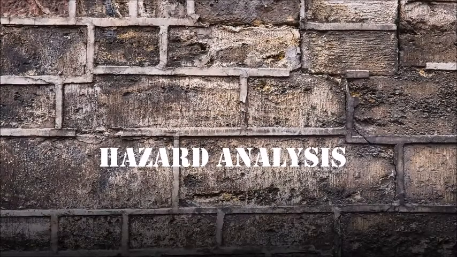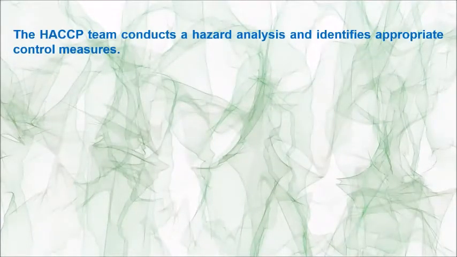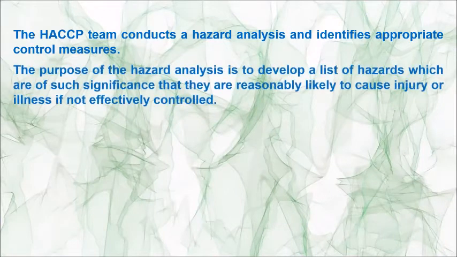Moving on to hazard analysis. Now, hazard analysis is done by the food safety team. You might have someone already in charge of it. So this team conducts a hazard analysis and identifies appropriate control measures. Wherever they identify that there is a hazard at a particular step or stage in the process, they will start to identify control measures. You have to control or eliminate the hazard so that it does not proceed further. The purpose of this analysis is to develop a list of hazards which are of such significance that they are reasonably likely to cause injury or illness if not effectively controlled.